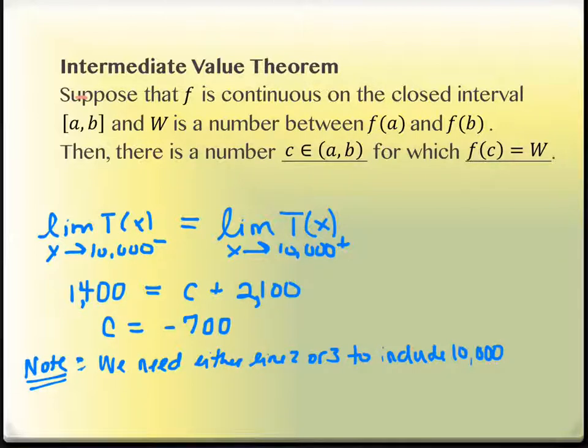Suppose that f is continuous on a closed interval, and w is any number in between the y value at a and the y value at b. Then there must be an x value between a and b, called c. C has to be between a and b, for which the function value is equal to w. Notationally, that just sounds awful.